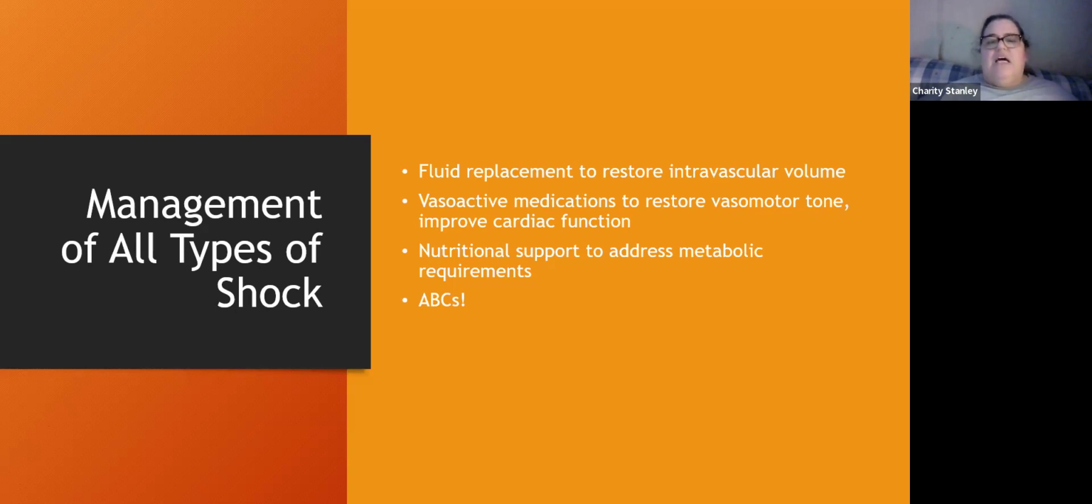So nutritional support. How do we need to manage nutrition? Should they even be eating anything? And then ABCs. So you've got to make sure that they're breathing, their airway's good, their circulation's good. And if it's not, do whatever interventions need to happen. If my heart's not pumping, it doesn't matter how much IV fluid I put in them. It's not being pushed around the body.